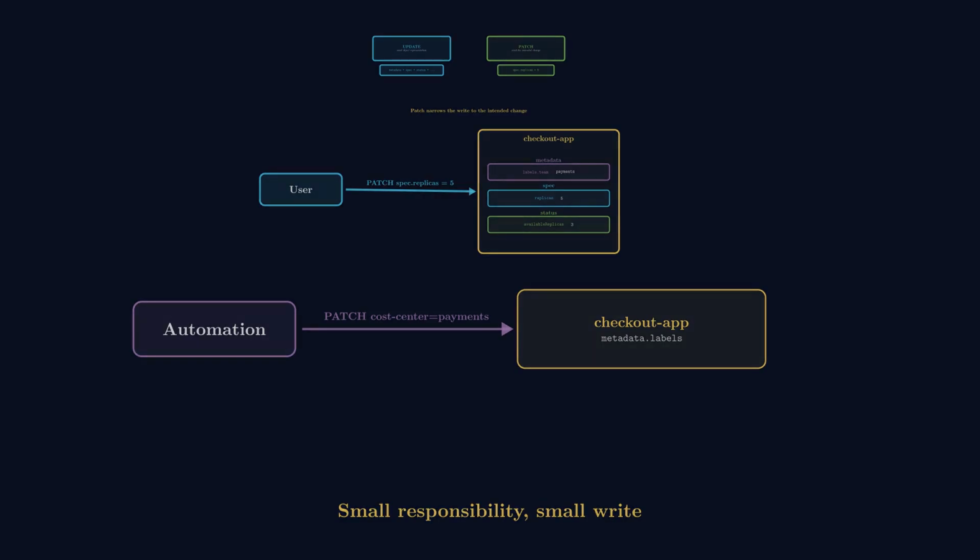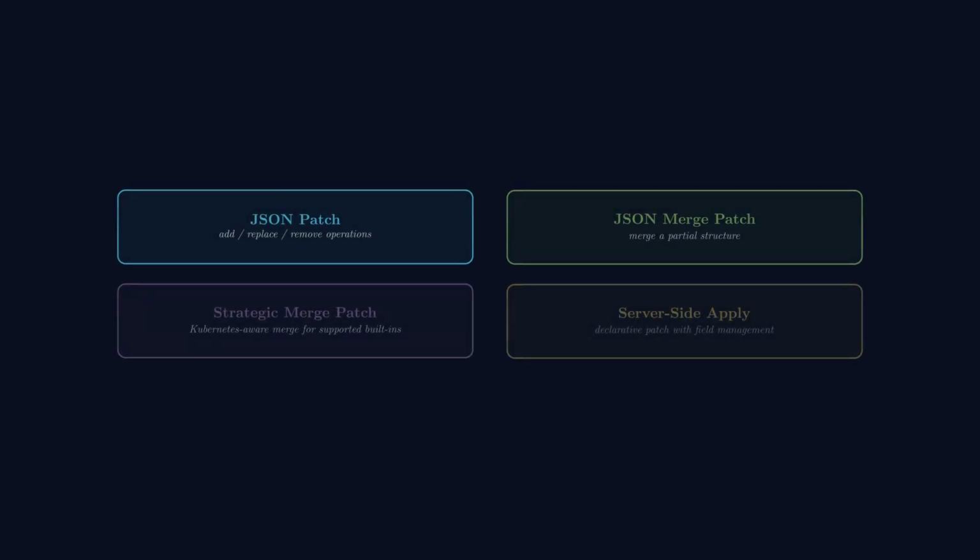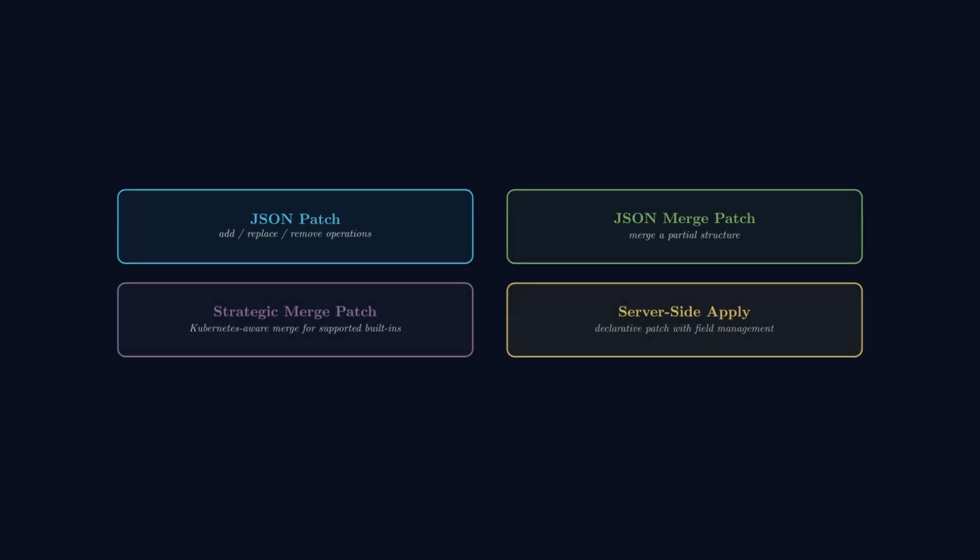Kubernetes supports several kinds of patch, and we do not need to memorize all of their syntax here. JSON patch describes operations such as add, replace, or remove. JSON merge patch describes a partial structure to merge. Strategic merge patch adds Kubernetes-aware merge rules for supported built-in types. And server-side apply adds declarative field management, which we will use shortly.